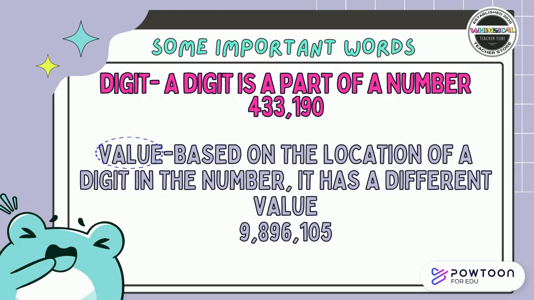Value. Based on the location of a digit in the number, it has a different value. In the number 9,896,105, there are two different 9s, but because of the location of each 9, it has a different value. The first 9 is valued at 9 million. The second 9 is valued at 90,000.